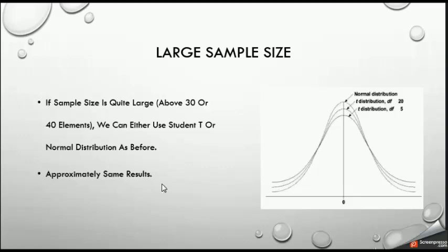In fact, this happens because when the degree of freedom is larger and larger, the t-distribution approximately becomes like a normal distribution. In fact, later we will see also an example for the large sample size.